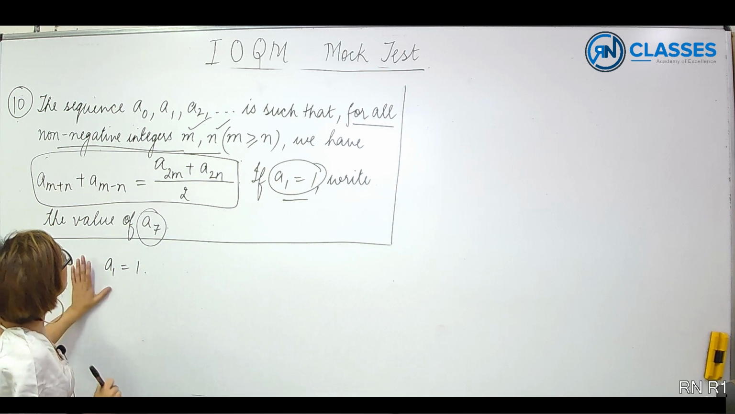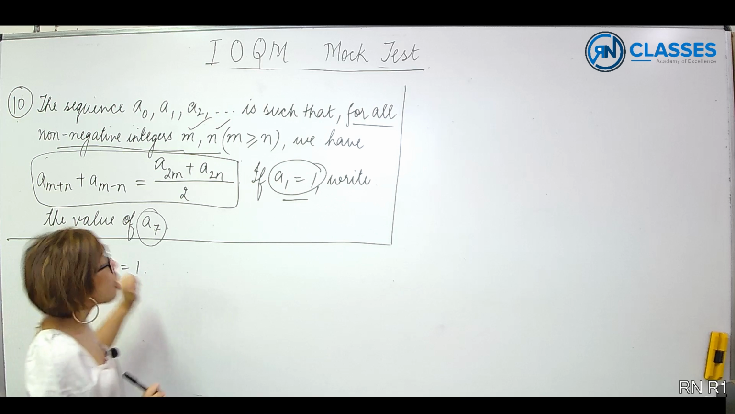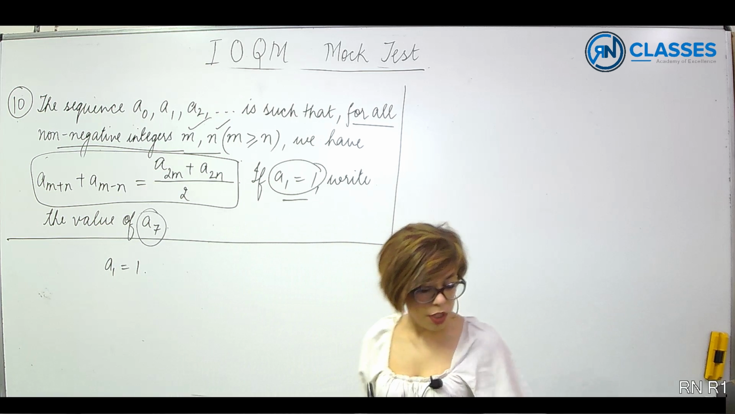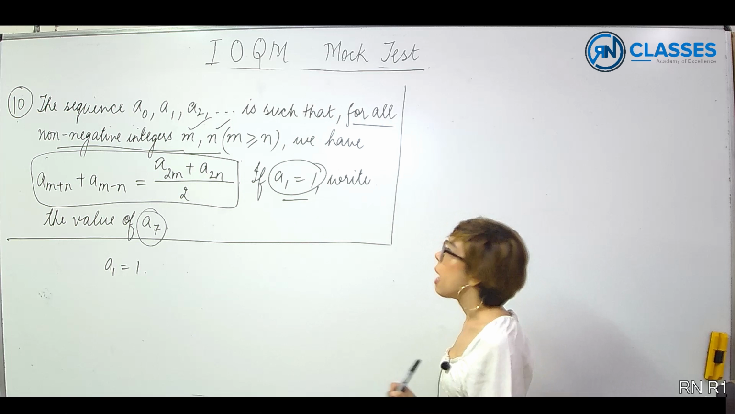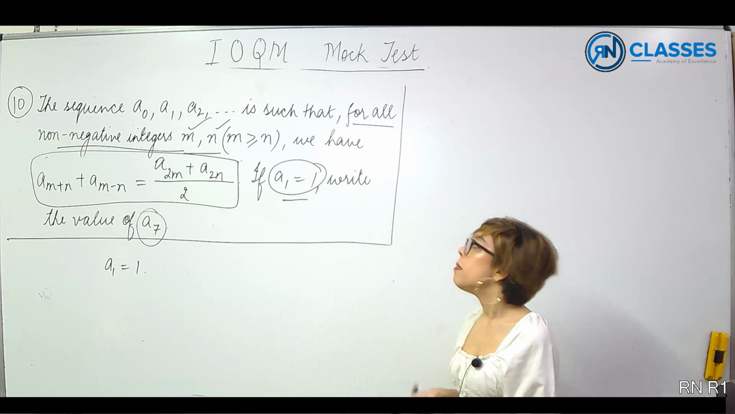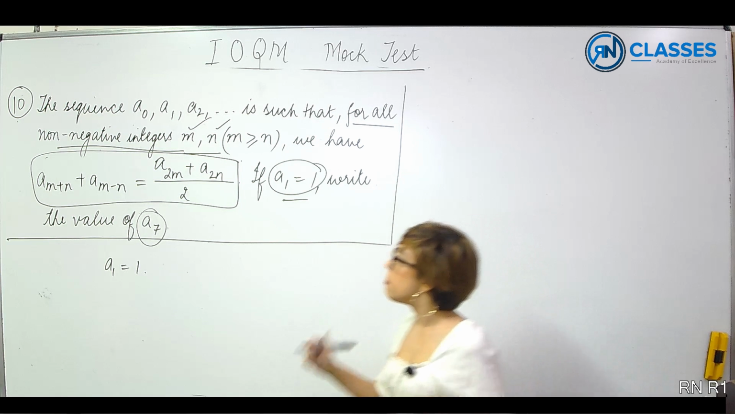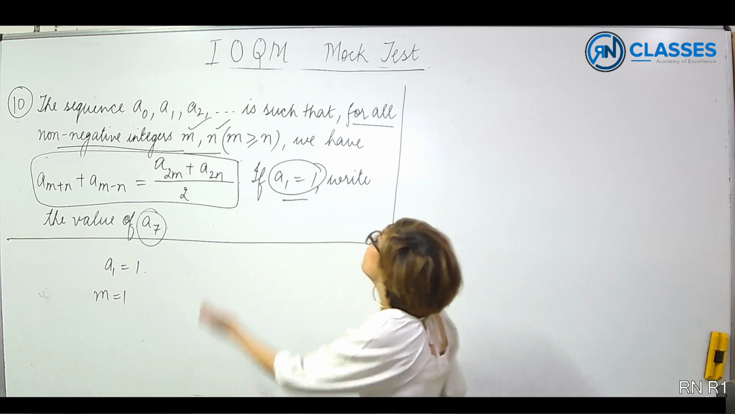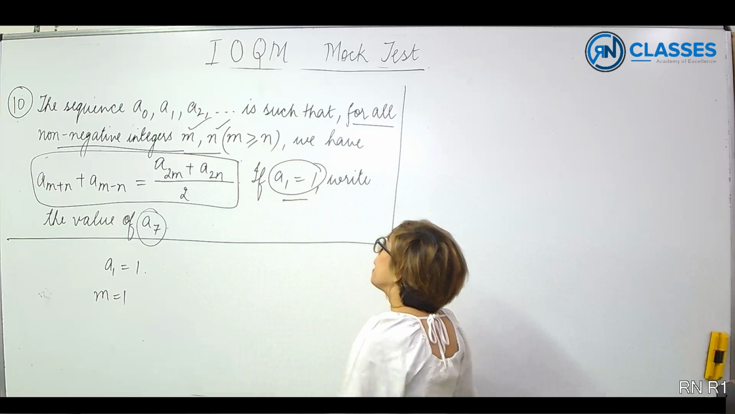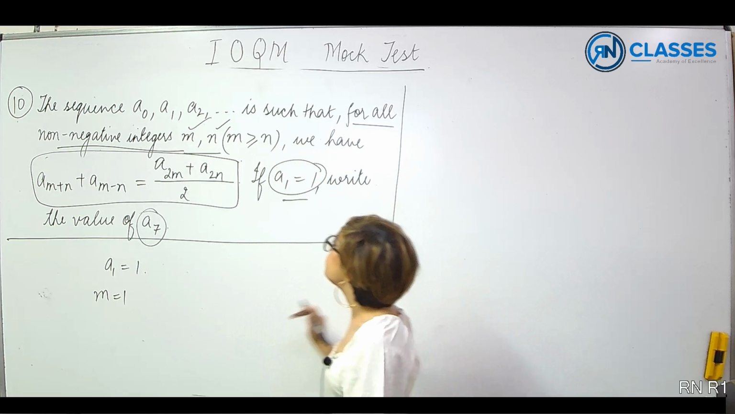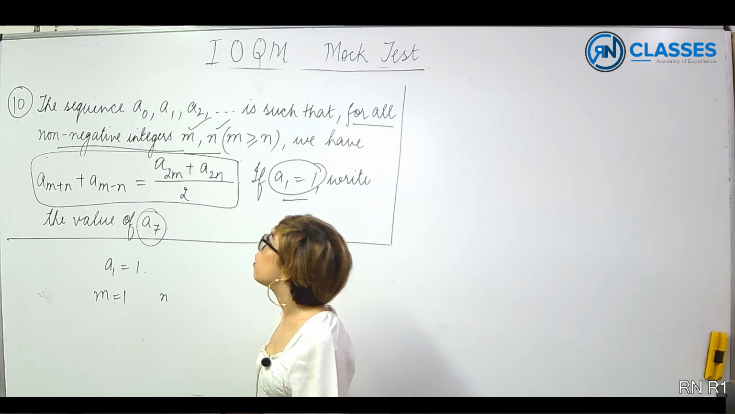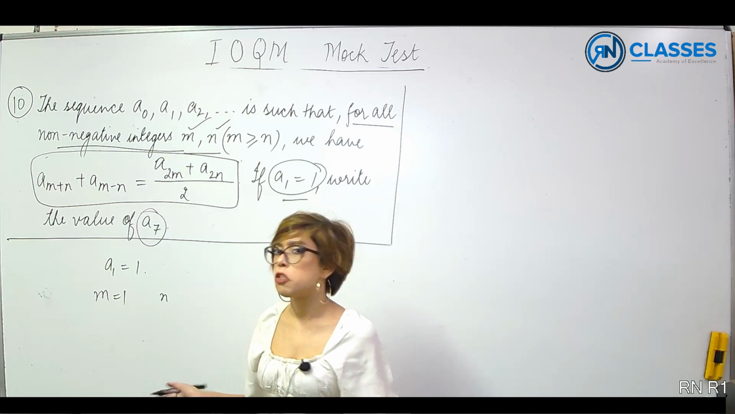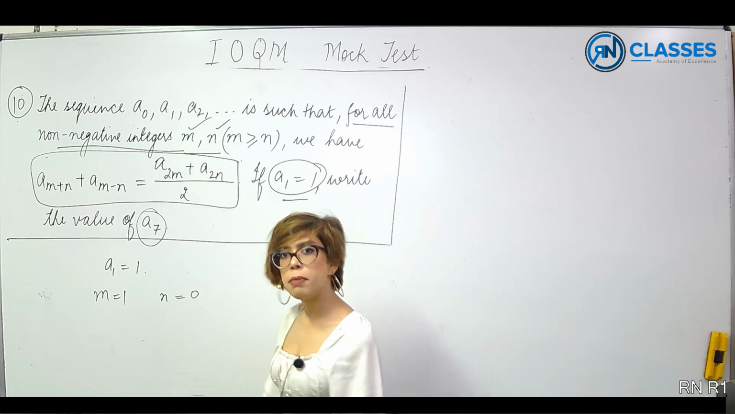Now, I need to find A0. How should I proceed? What I can do is put M as 1. Let me start. Let me take M as 1. Now, 1 should be greater than or equal to N. That is absolutely fine. N, let me figure out. The least value of N that I can take is 0. Let's see what happens.